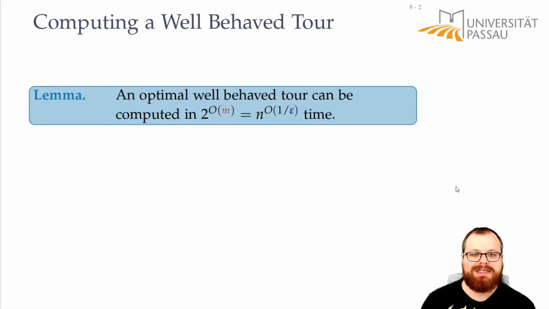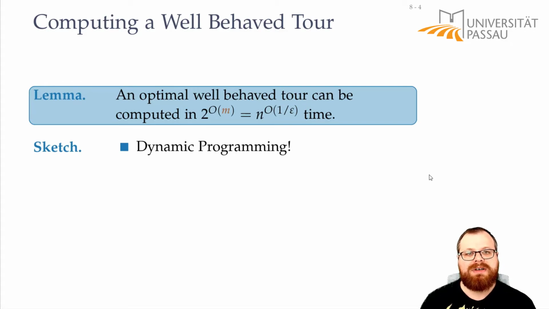We can find an optimal well-behaved tour in 2 to the order of m time. If you remember, m was in the order of log n divided by epsilon. With the logarithm rules, 2 to the log n is just n, so this is n to the order of 1 over epsilon. So this is polynomial in n, but not polynomial in 1 over epsilon. And the way we want to do this is with a dynamic program.